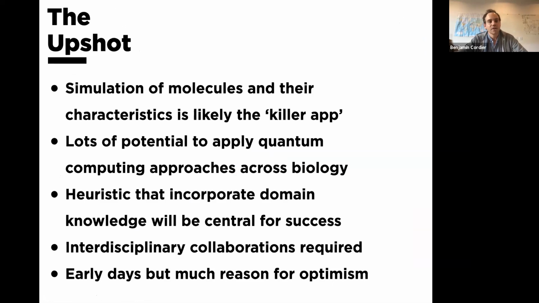So all that said, the upshot is that, at least for biology, the simulation of molecules we think is still going to be the killer app, right? But we also see lots of potential for applying quantum computing across other areas in biology. Mutational signature inference is one example of this, but there are also many other problems, especially problems that could make use of the variational approach, which I described earlier. And in that spirit, heuristics that incorporate domain knowledge will be central for success. That's where we see a lot of the potential benefit coming.